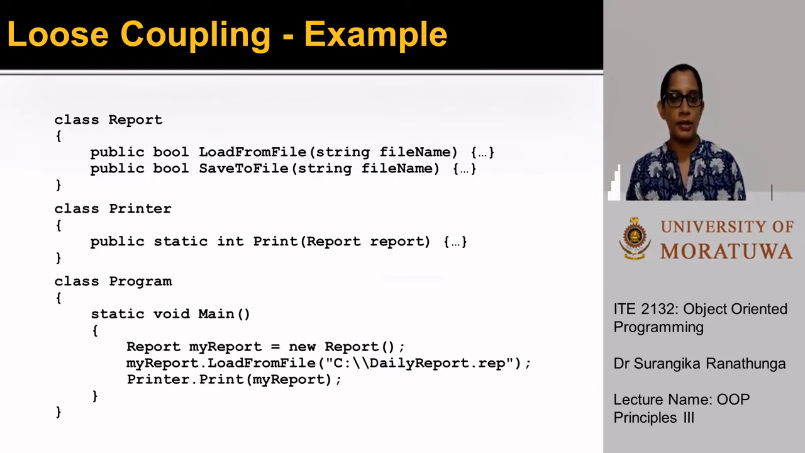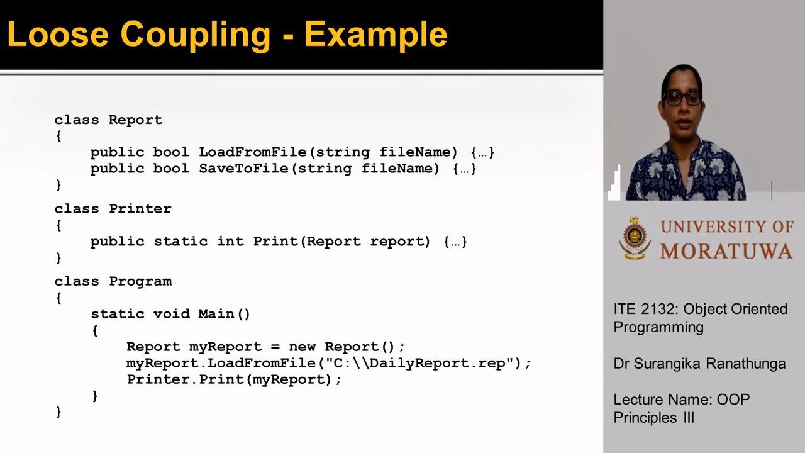As you can see, we have a report class, a print class, and a program class that has a main method. So what do we do? Inside the program class, in the main method, we create a report object, and then we get that object and pass it to the printer.